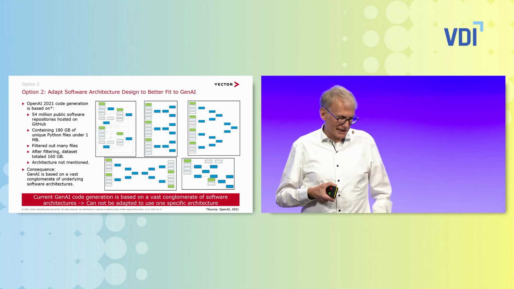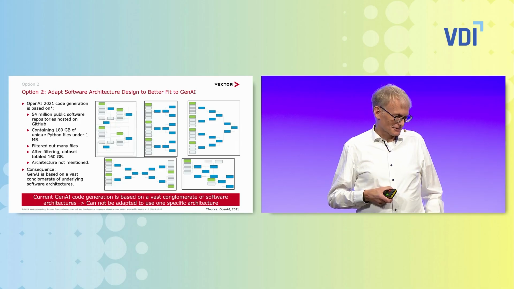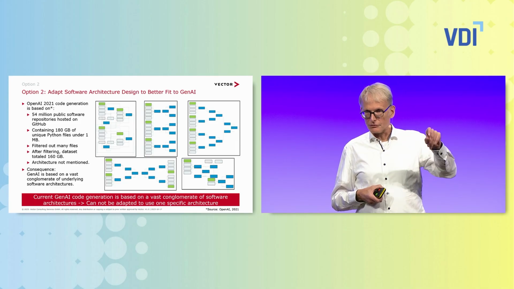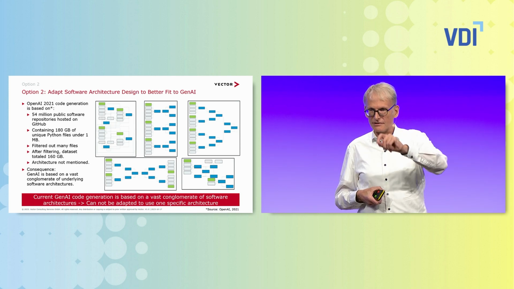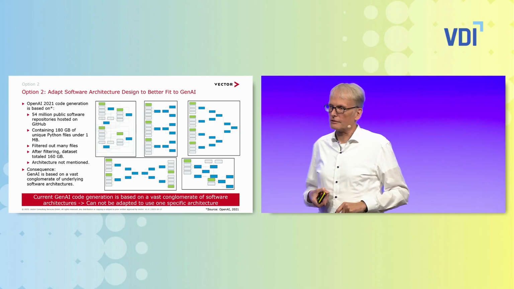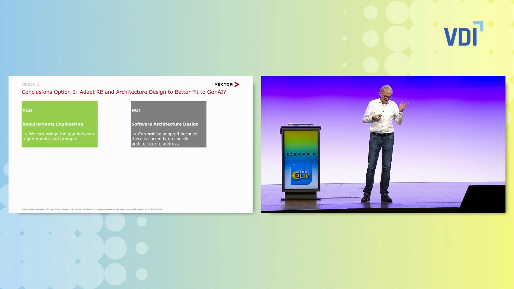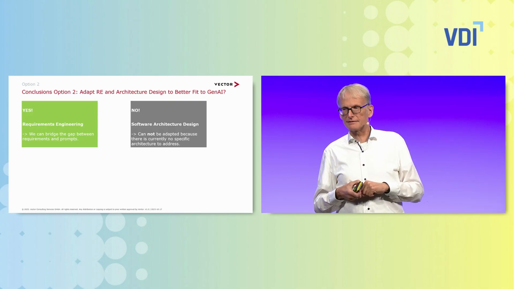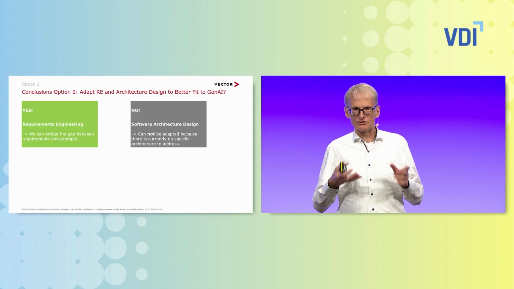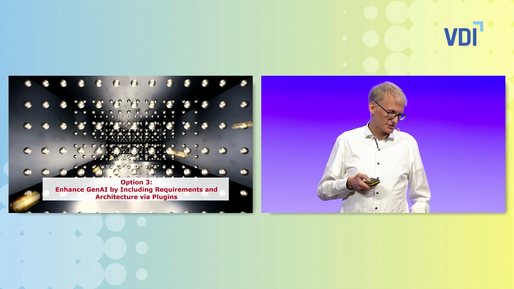So I come to the conclusion that this is not really adaptable for us. We need an architecture, we need to understand where the controller is, where the sensor is connected, where we calculate the current and so on. So if you look at option two, yes, for requirements engineering we can adapt to that, but there is a no for software architecture. The way the current GenAI is, there's no way to talk to it about software architecture design.